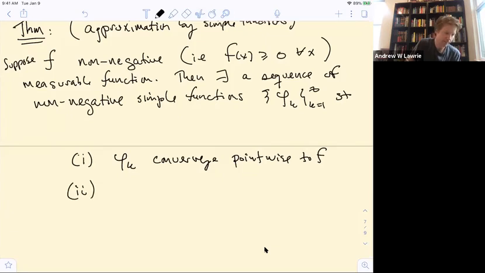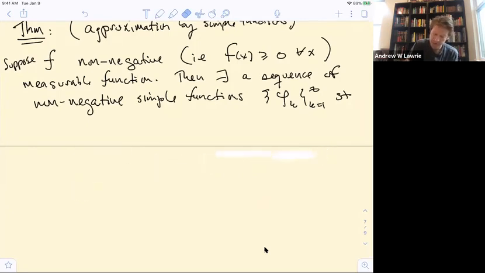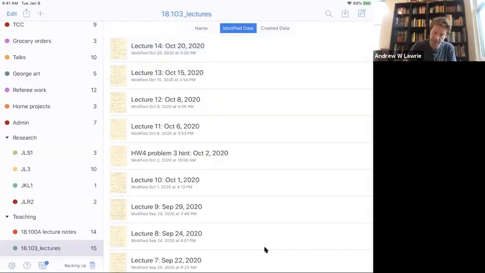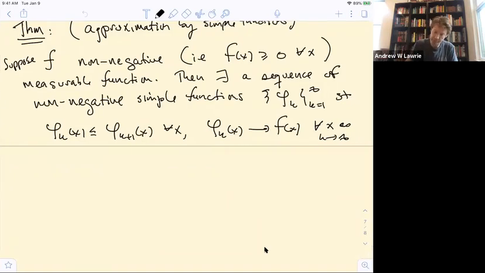Let me write this more cleanly, such that two things hold. Phi k of x, they're increasing, and phi k of x tends to f of x for every x as k goes to infinity.